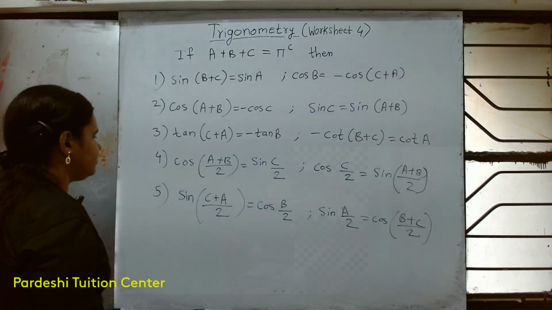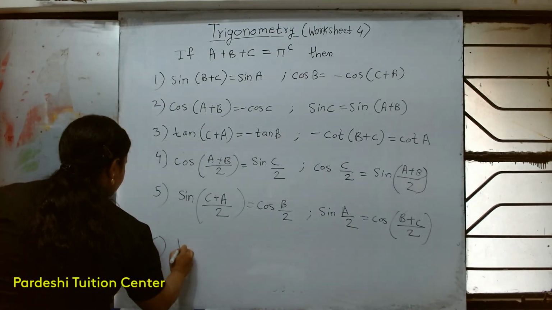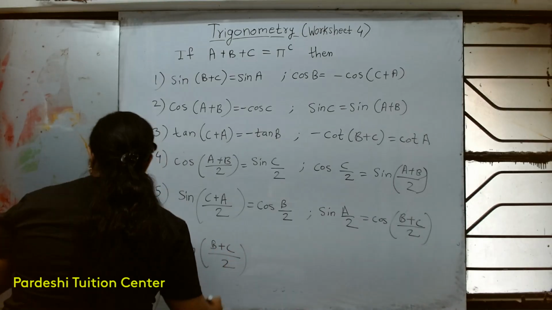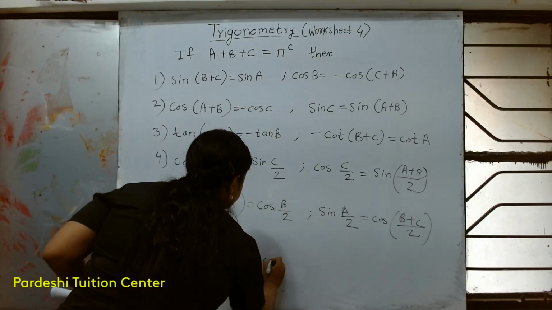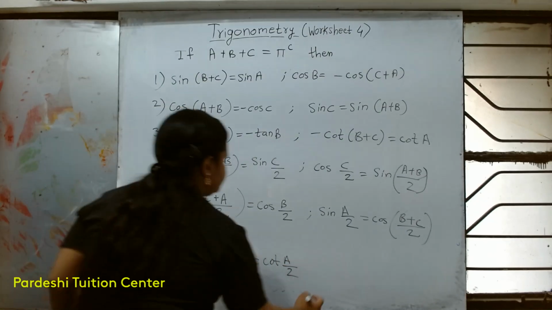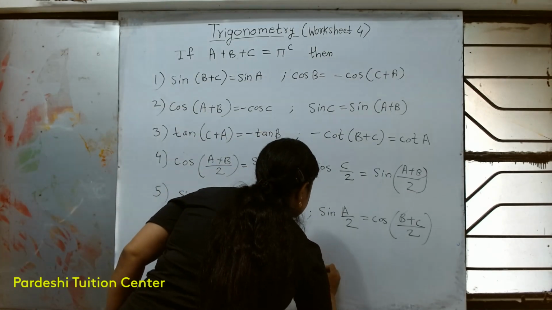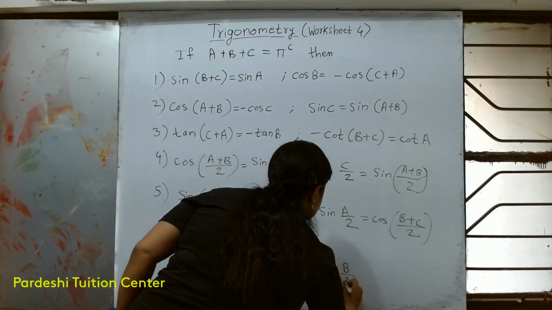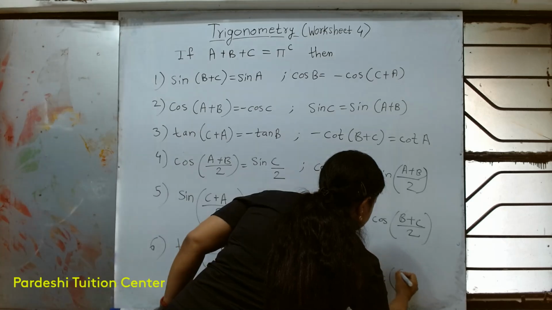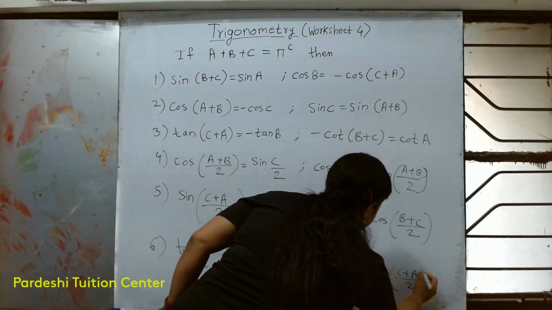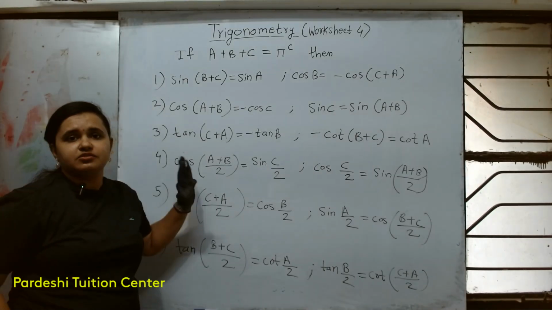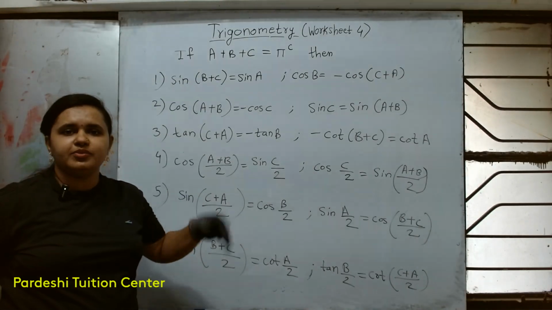Now last one is tan of (B plus C)/2 equals cot A/2, and tan B/2 equals cot of (C plus A)/2. Okay. So these are the other formulas we will require. The earlier 4 formulas were very important.